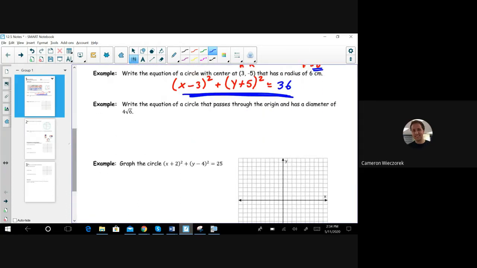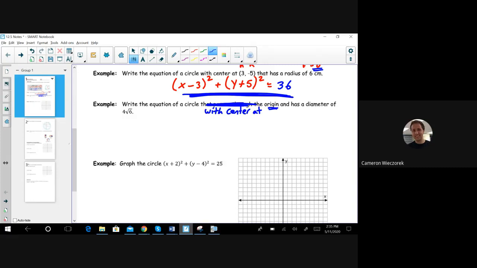Let's look at a different one. Write the equation of a circle that passes through the origin. Okay, and really, let's cross this off. This should say with a center at the origin, I'm sorry. Passing through would be different. Passing through would be if the origin was on the circumference of the circle. We want this to be at the center.